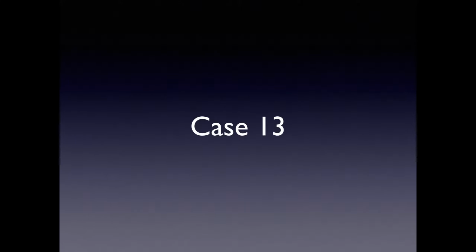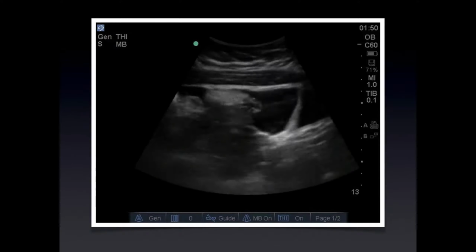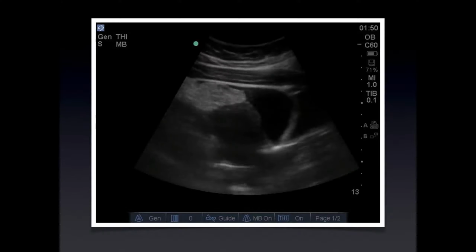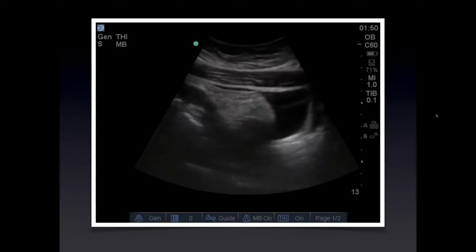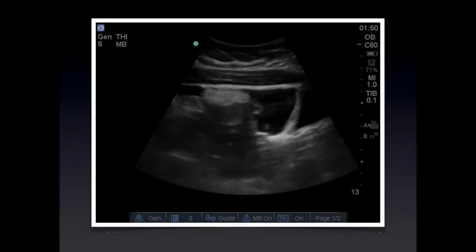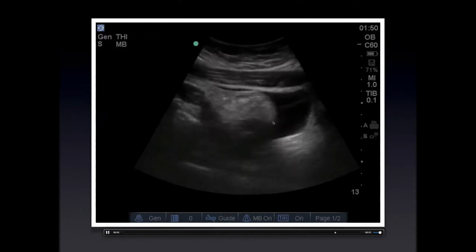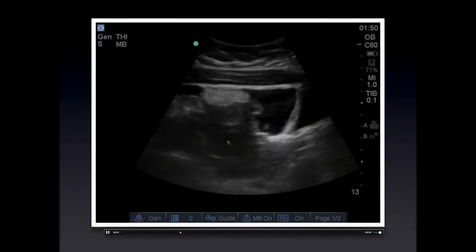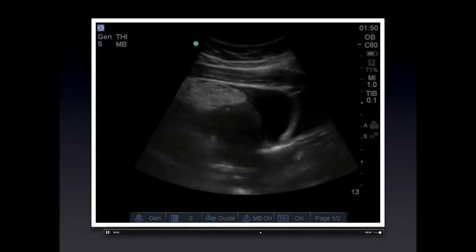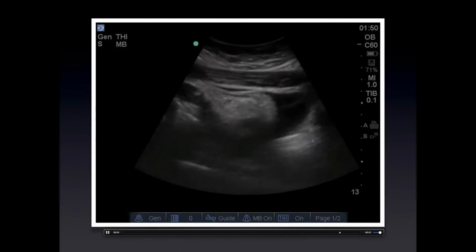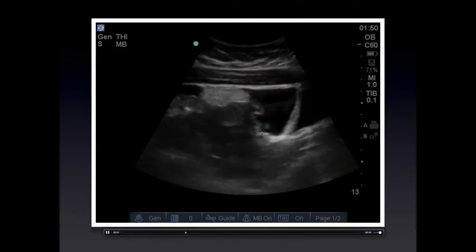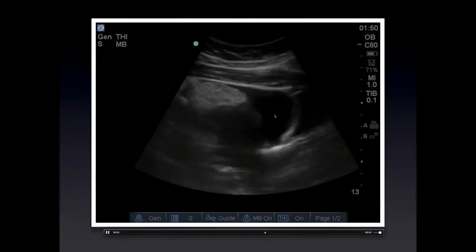Next case, 13. Transabdominal ultrasound. So the anatomy is a little different. We have the bladder here, uterus there. Probably not the best view of a uterus ever. Cervix there, vaginal stripe there. And then all this here, there's not two bladders, so one of these is not the bladder.